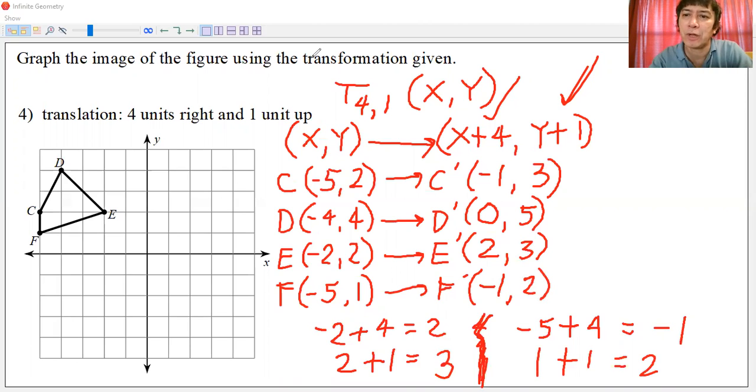And we now have all our points. So we have the C prime, D prime, E prime, and the F prime. We're now ready to draw our translated figure. Let us start with -1, 3. That looks like at the second quadrant, -1, 3 is over here. Next we have the 0, 5. That should be along the y-axis. It should be up here. 0, 5.